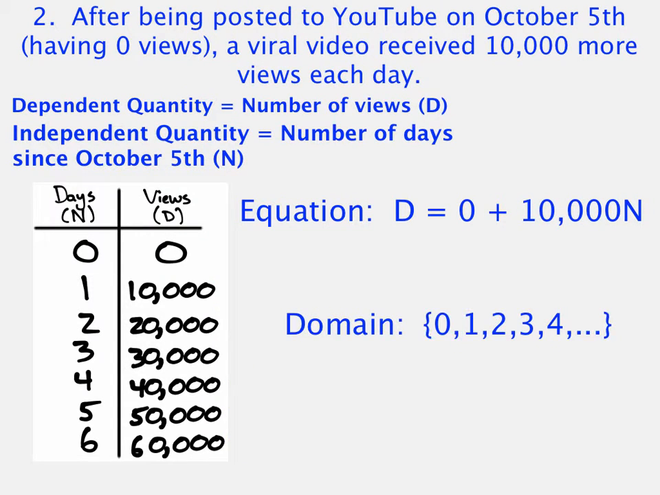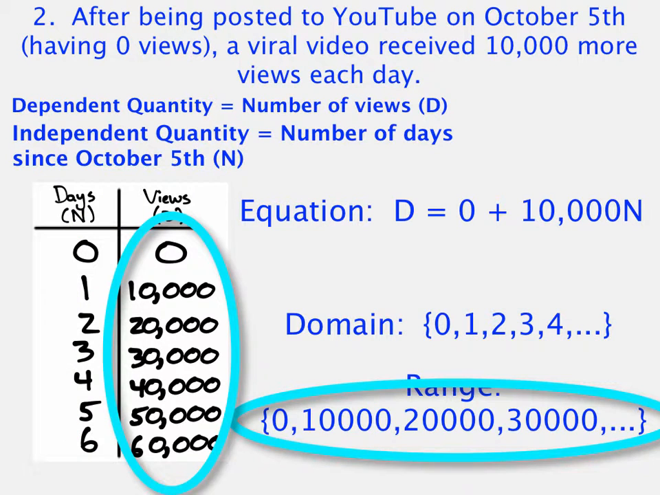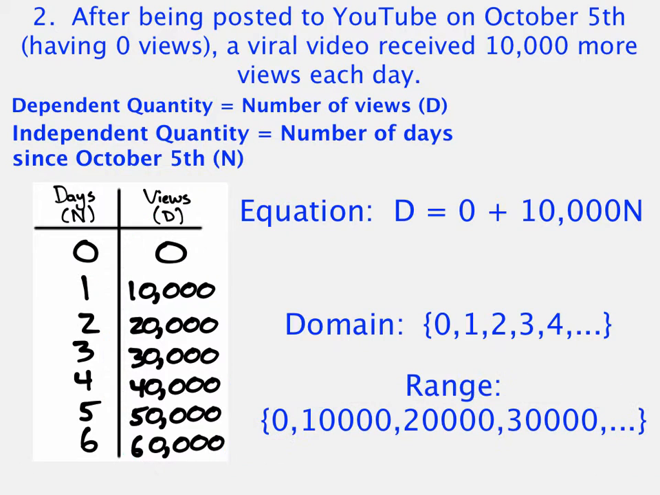I think the domain in this case, all of the values of our independent variable, or all the values of our input, is going to be 0, 1, 2, 3, etc. The range, all the values of our dependent variable, or all the values of our output, is going to be 0, 10,000, 20,000, 30,000, etc. One thing, when you're dealing with thousands, it can be really weird when you're listing it with commas. You've got to be really careful about what commas are separating values and what commas are your kind of thousands marker for big numbers.